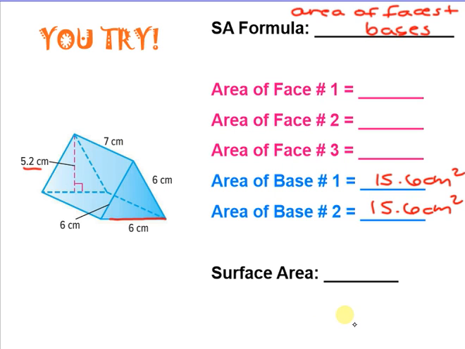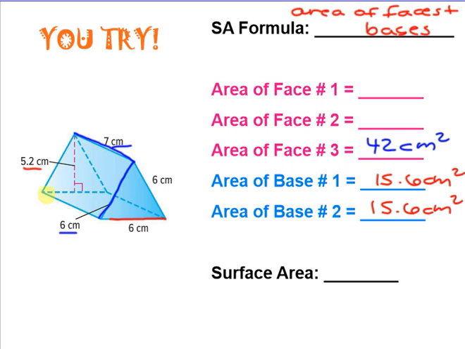This triangle is the same as this triangle, so I can go ahead and copy that down again. And now I'm going to work on my rectangles all the way around. So I'm going to work with this one first, the one that's facing us. So this length right here up top is 7. And then this side length right here is 6. So 7 times 6, base times height, is 42 centimeters squared.